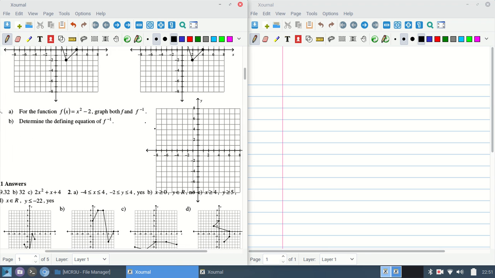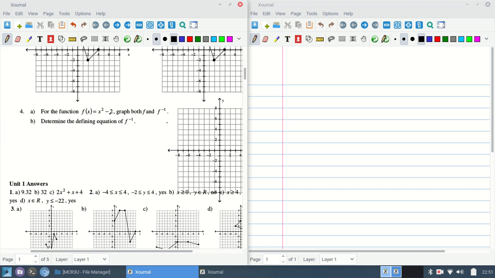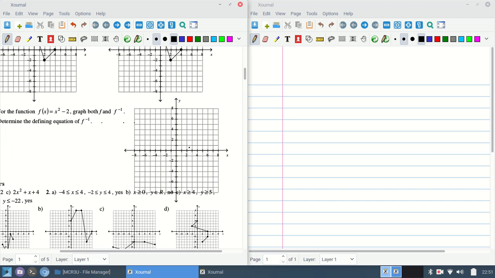So do the same trick here, right? So it wants a quadratic. So it's x squared minus 2. It wants me to graph both f and f inverse, right? So let's see. This is basically x squared, but translated down 2 units, right? So it's going to start here. So let's do that.